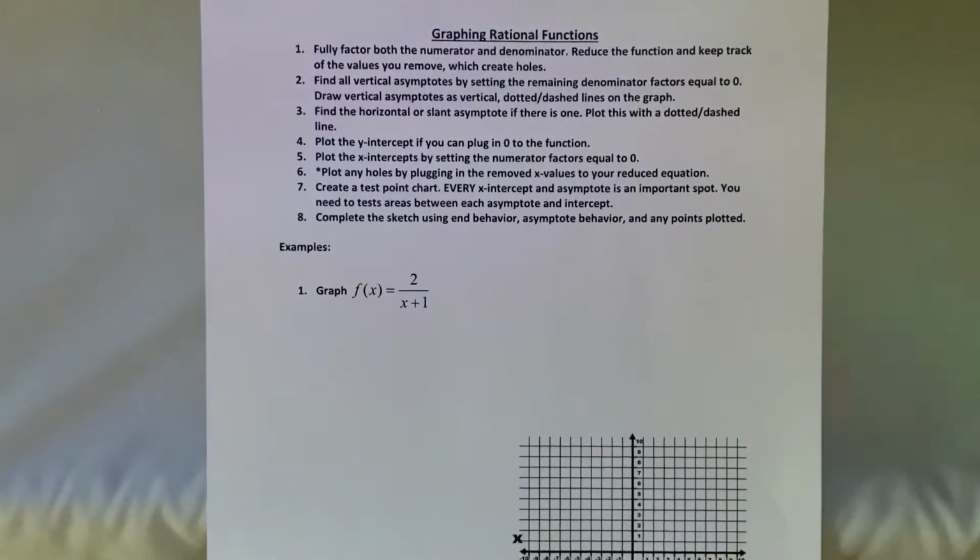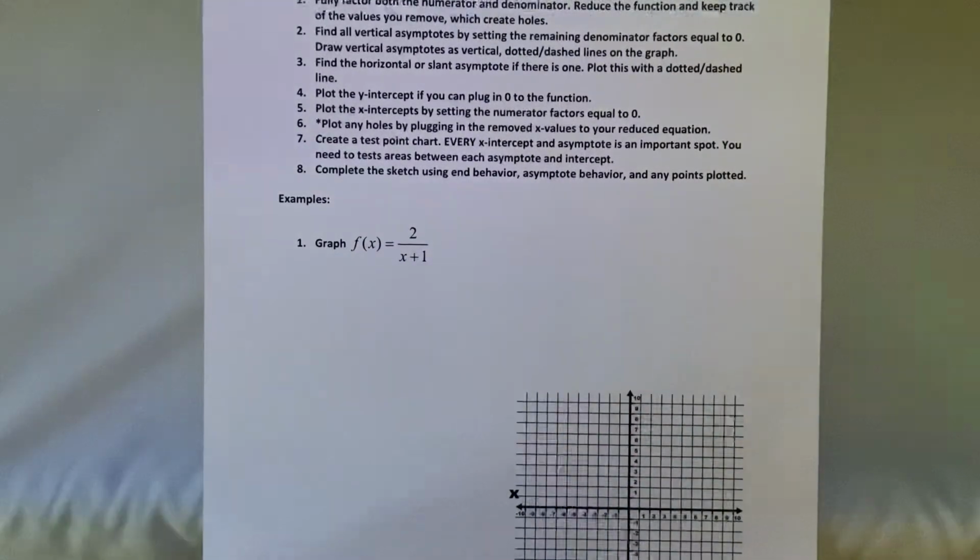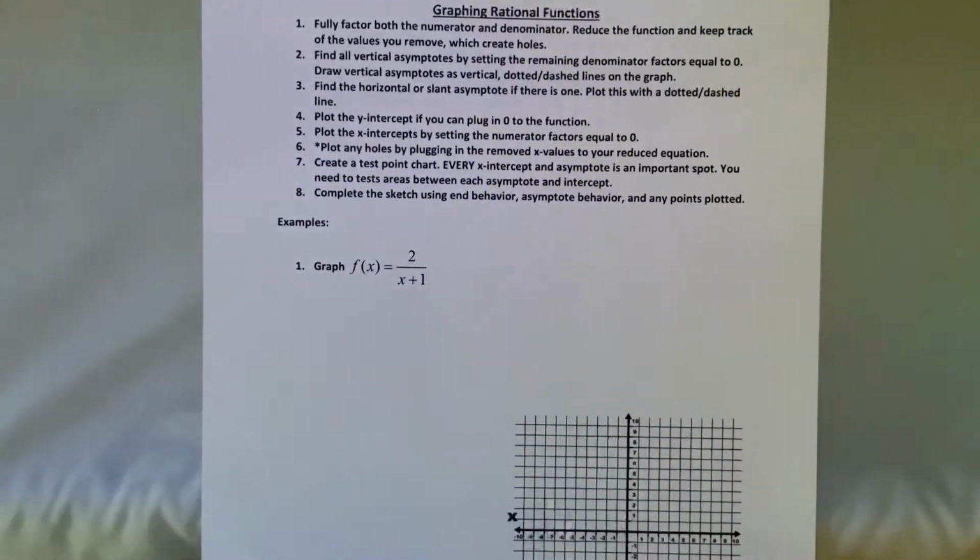Okay guys, let's look at how we graph a rational function. We do the same thing we did for finding the values of horizontal and vertical asymptotes, and then we use those. We also need to find the intercepts, both x and y, ideally. And then ideally from there we can create a test chart to help us, kind of like we did with the polynomials. So let's start. It says first fully factor the numerator and denominator.